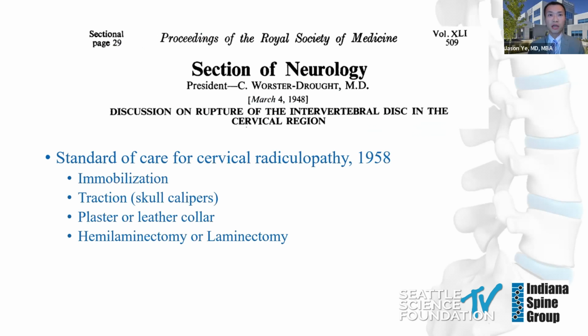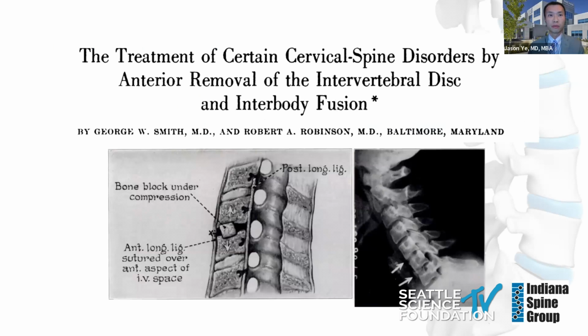Prior to 1958, cervical radiculopathy was almost exclusively treated non-operatively. Surgical treatment by posterior laminectomy was known, but avoided in all but the worst cases. The main concern was the difficulty of accessing anterior pathology from a posterior approach. They also did recognize the wound healing issues related to the posterior approach.